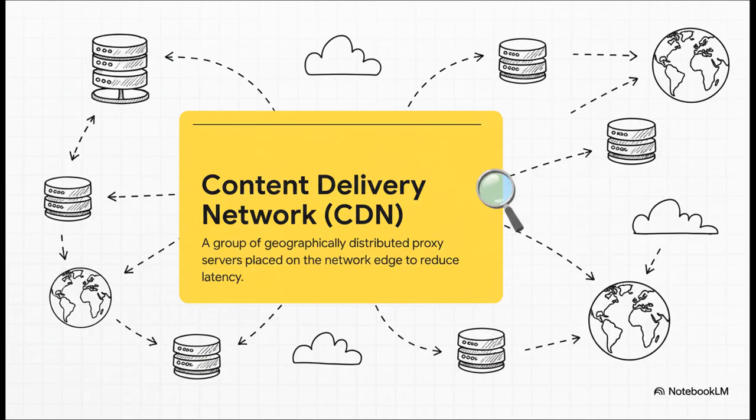You can think of it like a global network of mini warehouses for your website's content. Instead of everyone having to go all the way back to Virginia, they can just grab a copy from a local warehouse nearby. It's a super smart, distributed caching layer that brings content closer to your users, and that makes everything feel way, way faster.